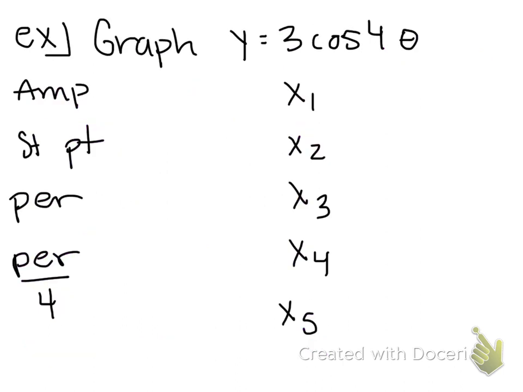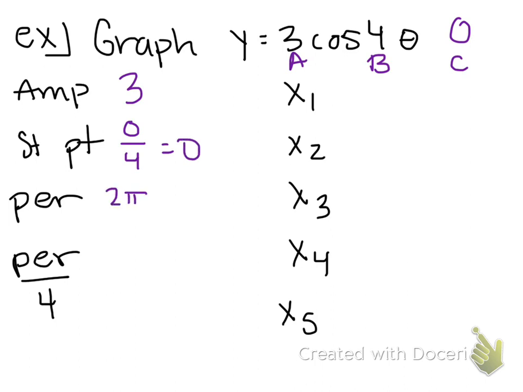So here I have y equals 3 cosine of 4 theta. Theta and x can be used interchangeably. On your paper, it says a equals, b equals, and c equals. So a equals 3, b equals 4, and c would be 0. So the amplitude is our a value, which is 3. Our starting point is c over b, so 0 over 4. Our period is 2 pi over b, so our period will reduce to be pi over 2.